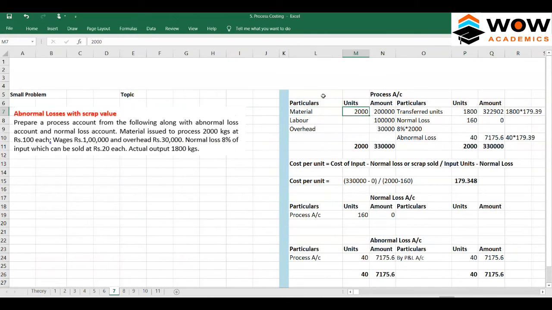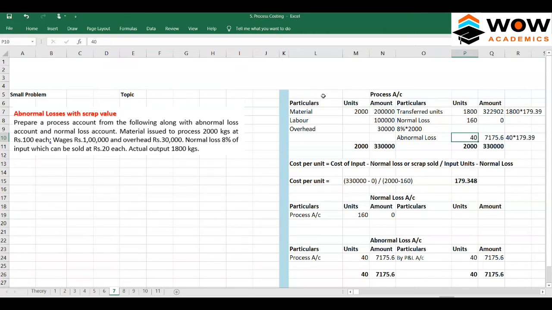So the units input is 2000, material is 2 lakhs, wages is 1 lakh, and overhead is 30,000, and the actual output is 1800. Okay, and there's an 8% loss. 8% of 2000 units is 160. That we also got. So what should be the abnormal loss? They should have produced 2000, but the normal loss and the transferred units put together are only coming to 1960. That means 40 is an abnormal loss.